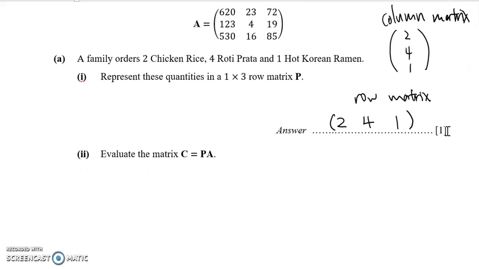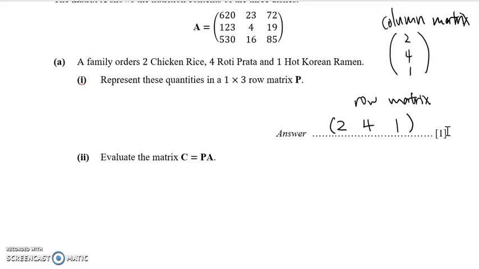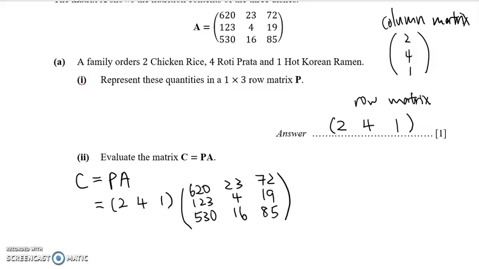Part 2 wants us to evaluate the matrix C, where C equals P times A. You can first write out the 2 matrices, and just before you do your multiplication, do make sure that the multiplication actually makes sense. If I were to do the first step of the multiplication, I will need to take 2 multiplied by 620 and add 4 multiplied by 123. Then I need to take 1 multiplied by 530.